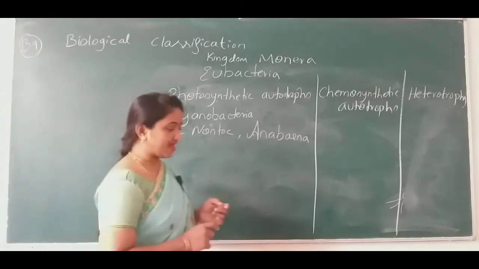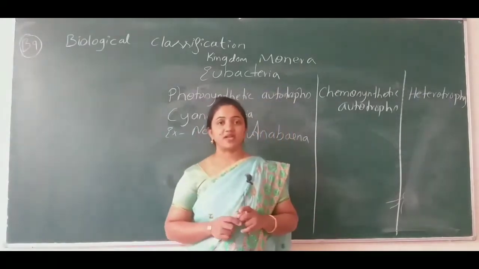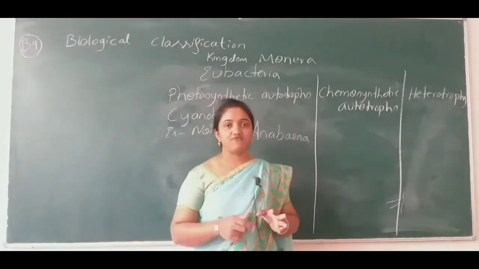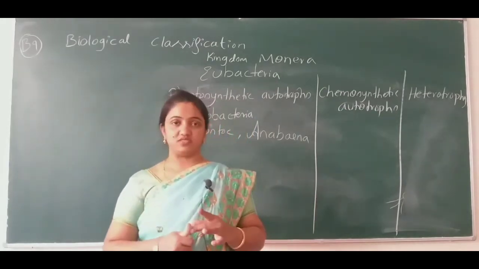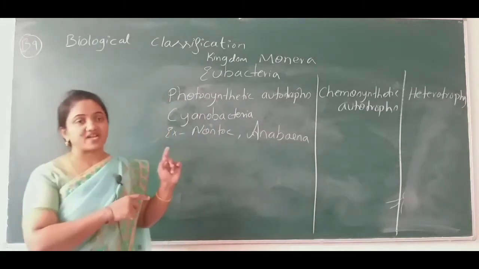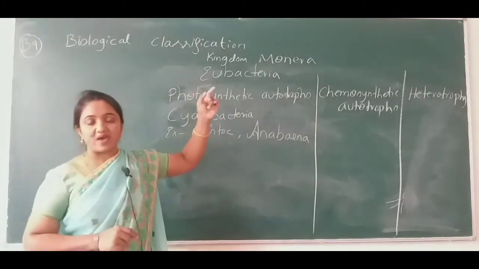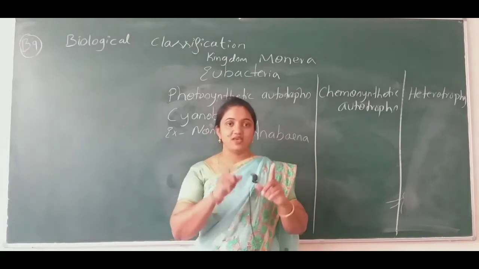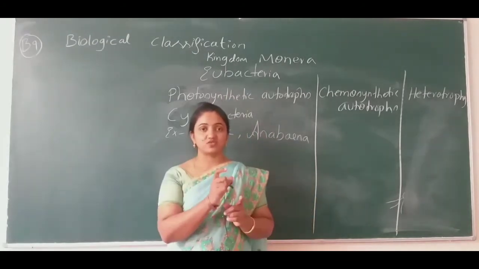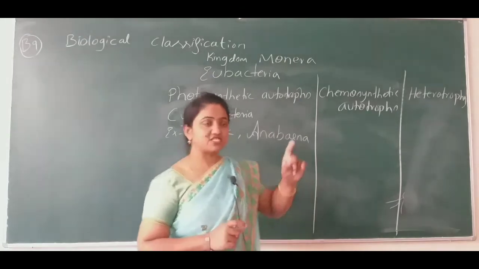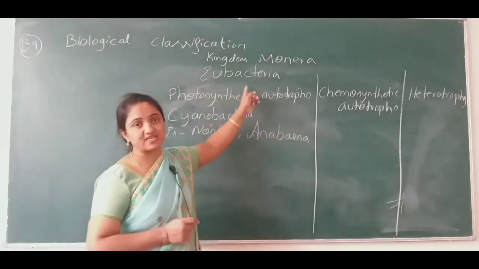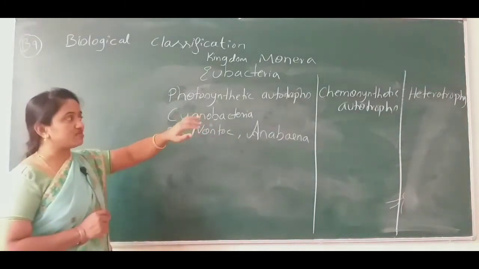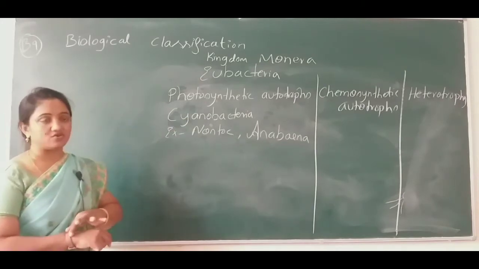After that, we had a brief account of the Archaeobacteria. Based on the habitat, Archaeobacteria have been classified into three: Halophiles, Thermoacidophiles, and Methanogens. After that, we are in the Eubacteria. Eubacteria are also known as true bacteria. They have a rigid cell wall, and if motile, they have a flagellum. Based on the mode of nutrition, the Eubacteria can again be classified into three types: photosynthetic autotrophs, chemosynthetic autotrophs, and heterotrophs.